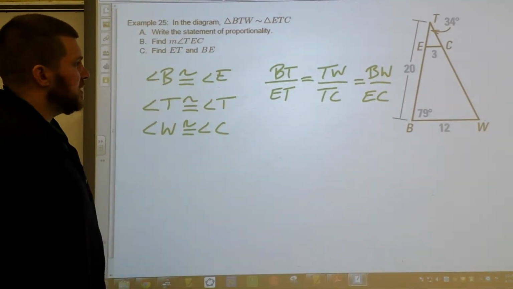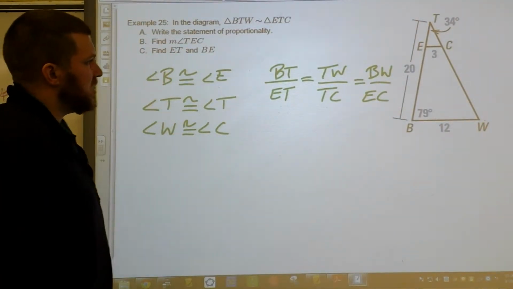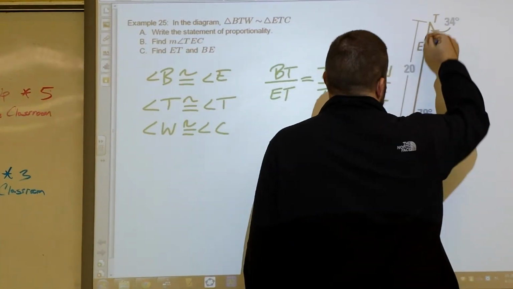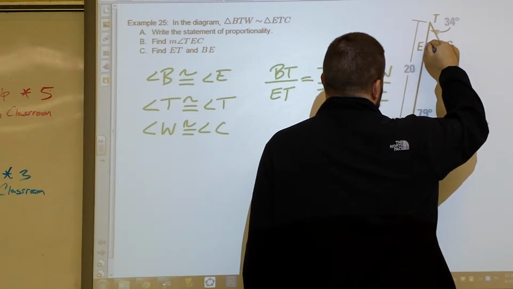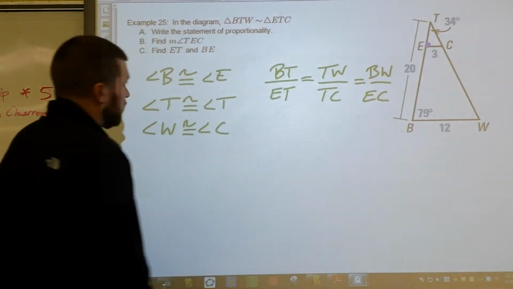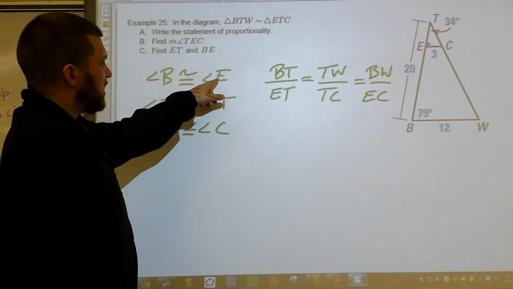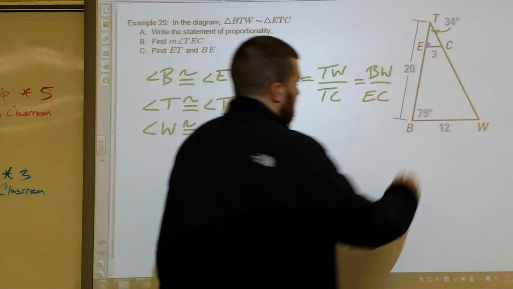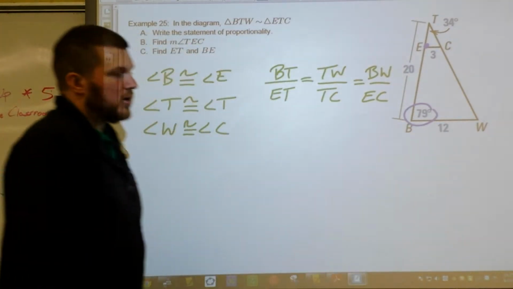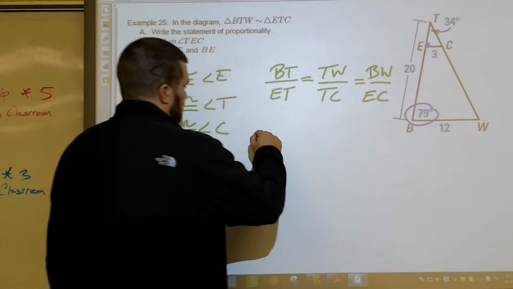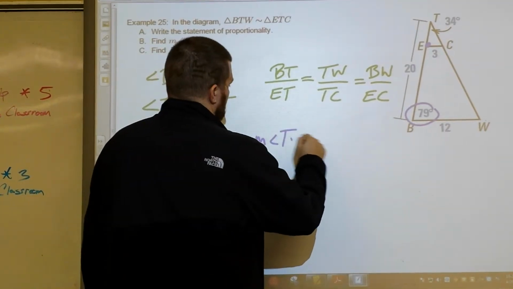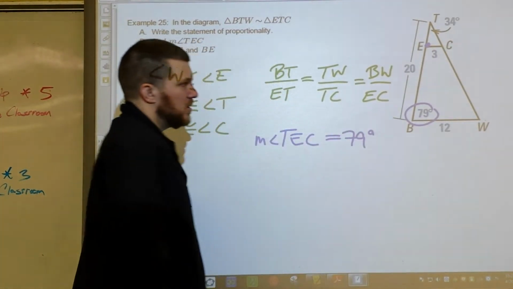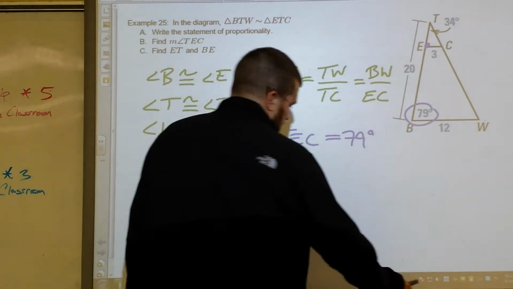Now we want to use this information to find the measure of angle TEC. So I'm going to do part B in blue. Angle TEC is this angle right here. That's the one we're trying to find. So we're trying to find angle E. Based on this, angle E is congruent to angle B. Angle B is 79 degrees, so that means the measure of angle TEC is also 79 degrees. All right, that was pretty easy.